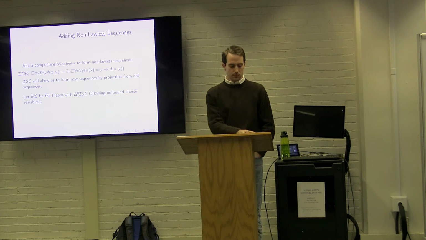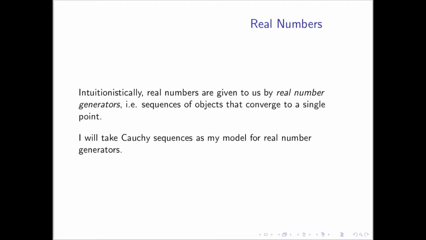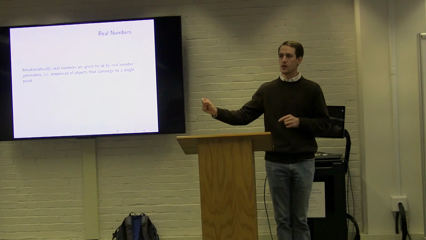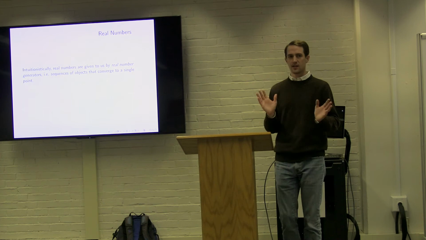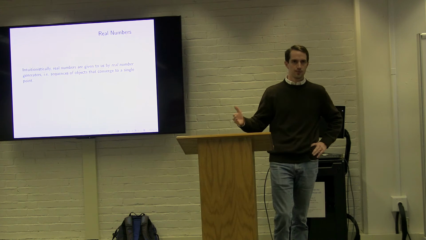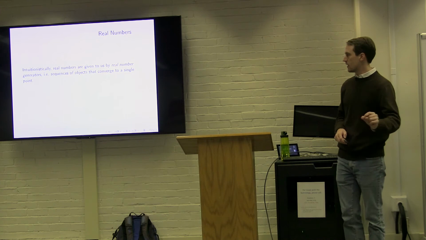Okay, so I said that in the end we wanted to capture some portions of intuitionistic analysis, so we need to know something about real numbers. Intuitionistically, real numbers are given to us by what are called real number generators, which basically are sequences of objects that converge down to a single point on the continuum. So for instance, this could be Cauchy sequences that converge by the Cauchy criterion to a single point. Brouwer would often use sequences of nested closed intervals of rationals. It's not as convenient mathematically, but you could also use infinite decimal expansions. Just any way of picking out a single point. And so I'm going to take Cauchy sequences for my model of real number generators.